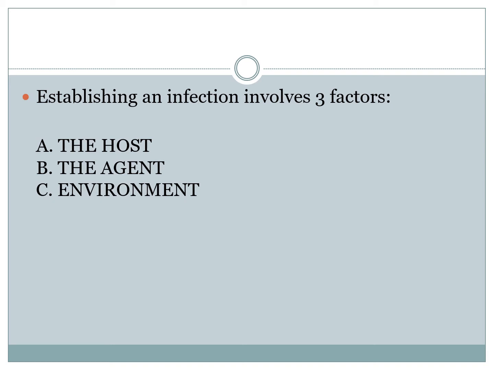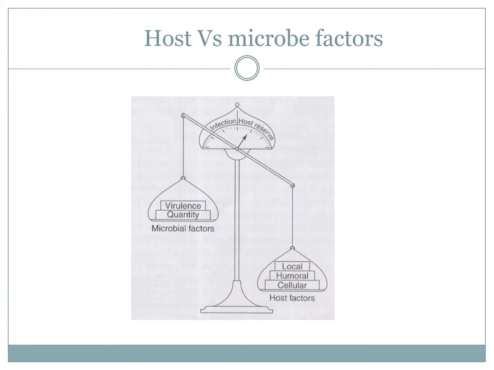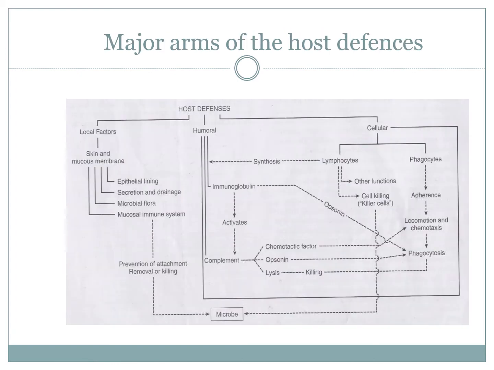Mainly there are three factors: the host, the agent, and the environmental factors. Mainly, the microbial factors will be less and the host factors will be high, so we can fight against the foreign body. The host factors are of three types: local, humoral, and cellular. The local factors are the skin and the mucous membrane, like the epithelial lining, secretion and drainage, microbial flora, and mucosal immune system. So if there is any problem in that area, microbial organisms enter and lead to infection.